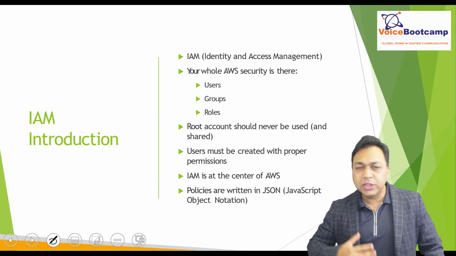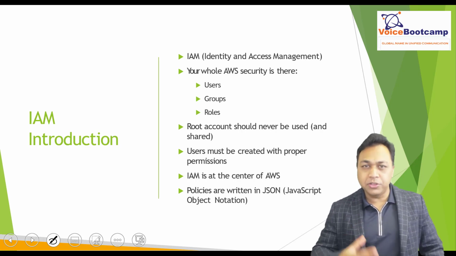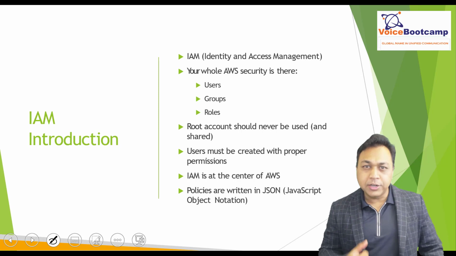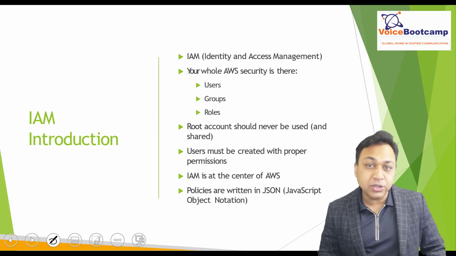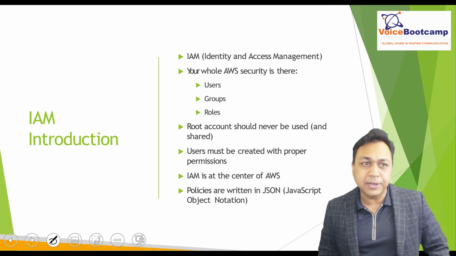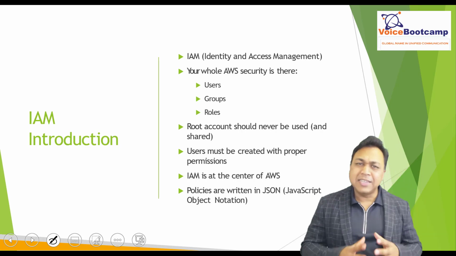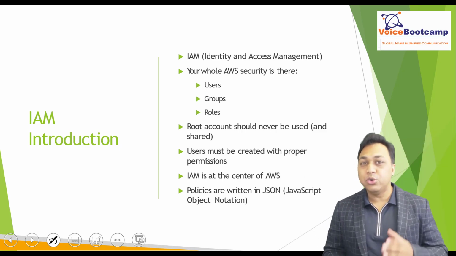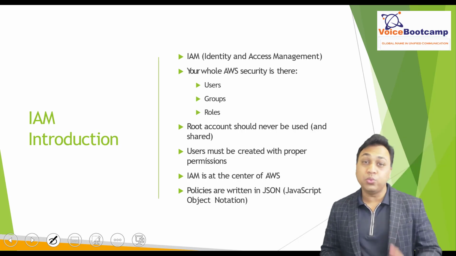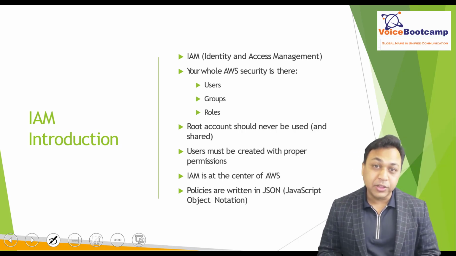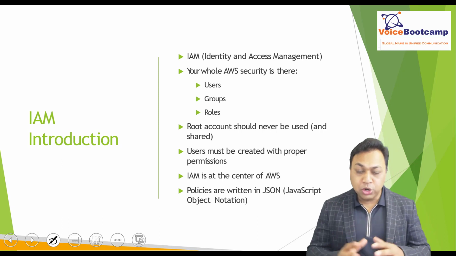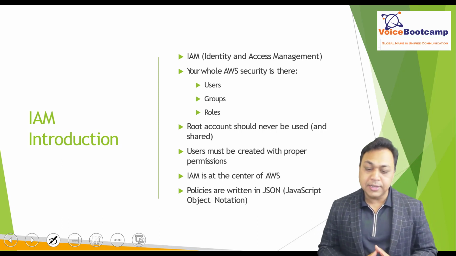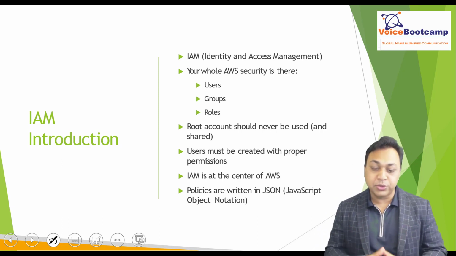So you need to rely as much as possible on the logical side of it, and this is where IAM security comes into place. So what is IAM? It's identity and access management. It allows you to decide who gets to access what resource and what privileges they have. So your whole AWS security falls under the following three categories.